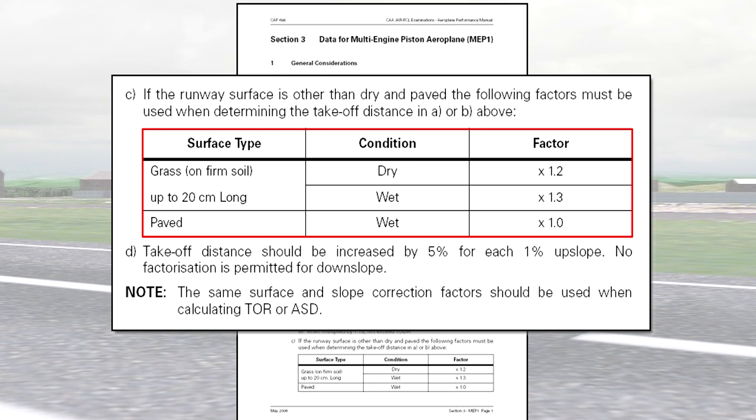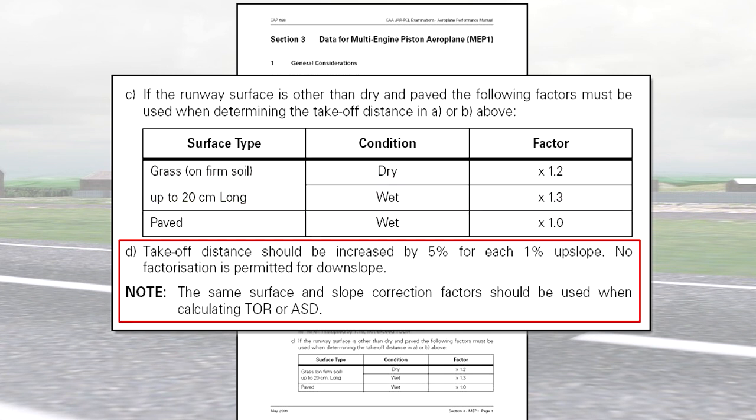As you have learned already, grass runways will increase the takeoff distance compared to paved runways. Here, the factor to account for the effect of dry grass on the takeoff distance is 1.2, and 1.3 if the grass is wet. On the next page, point D details the corrections to be applied if there is a slope to the runway. Point D states that a pilot must increase the takeoff distance by 5%, or by a factor of 1.05, for every 1% upslope. However, it also states that no factorization is permitted for downslope.